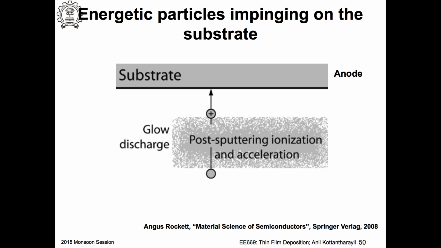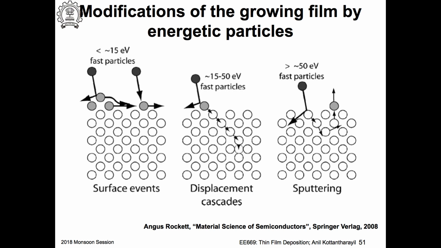Yeah. So that has consequences, and in fact you can use it for different purposes. So the basic idea is that depending on the energy, these particles can lead to different things. In the range of energy of about 15 electron volts or less, these fast particles can break surface bonds and increase the diffusion of different species on the surface, and so on and so forth, by transferring energy to the surface atoms and molecules.